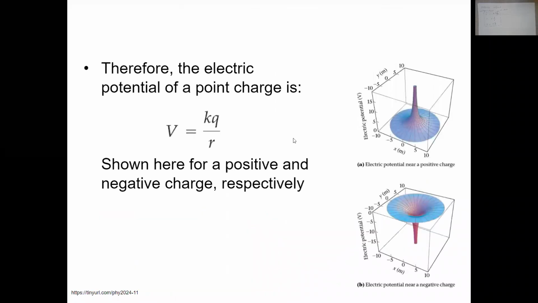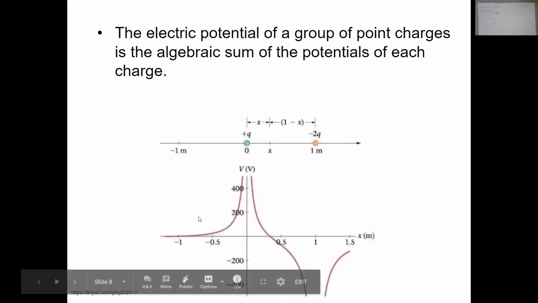If this is three-dimensional, then the potential is equal to K Q over R, where R is the magnitude of the three-dimensional position vector. So in three dimensions, you'll see it like this. If this is a positive charge, then V is positive. If this is a negative charge, then V is negative. So if the source charge is positive, the surrounding potential is positive. If the source charge is negative, the surrounding potential is negative. In one dimension, it looks something like this.